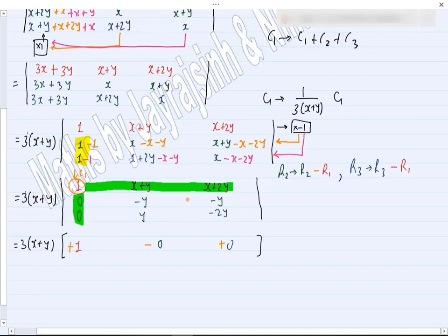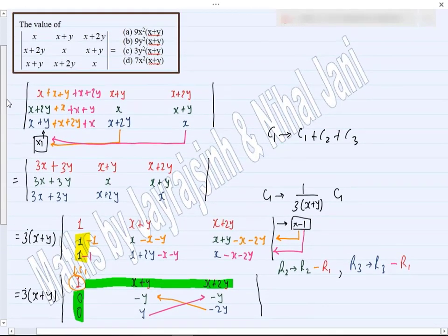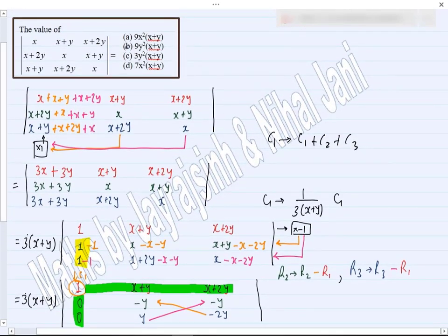So let's cross multiply. Minus 2y into y minus y will give us 2y square, minus y into minus y will give us plus y square, right? So here we will get 3y square into 3 will give us 9y square x plus y. Ta-da! Your answer is option B.